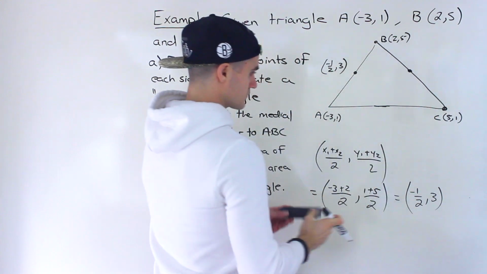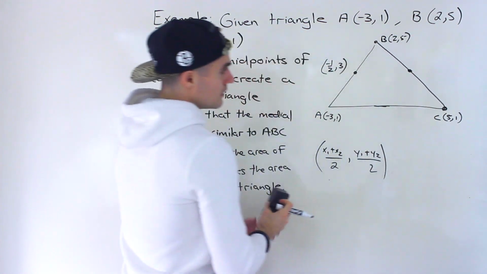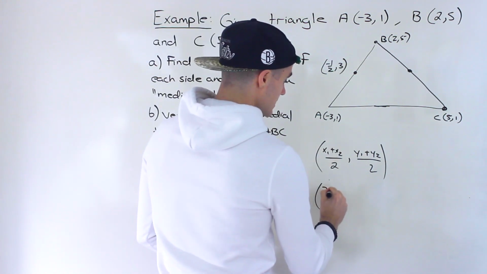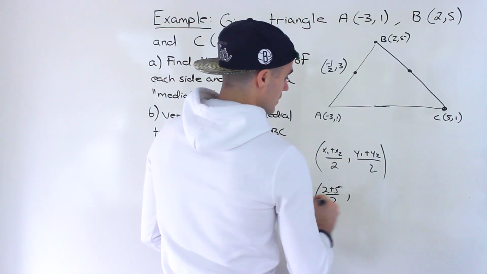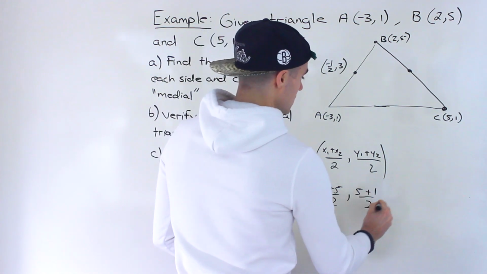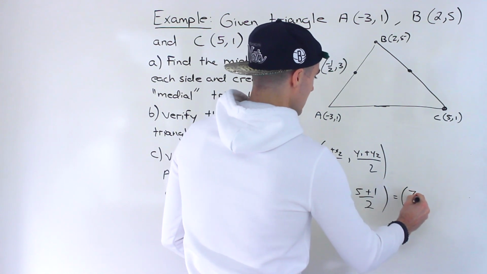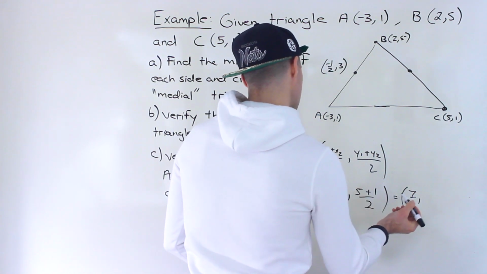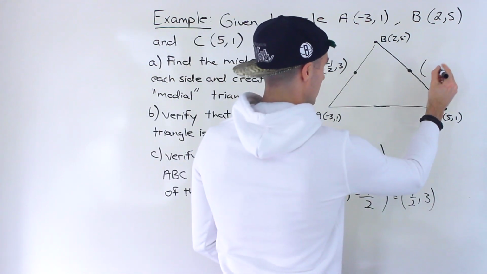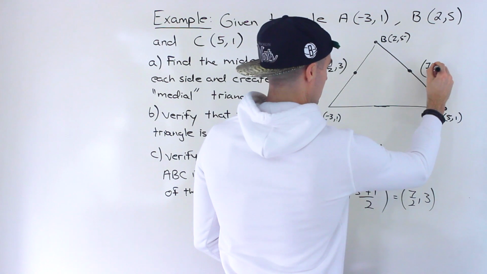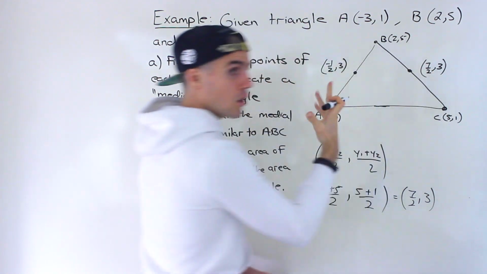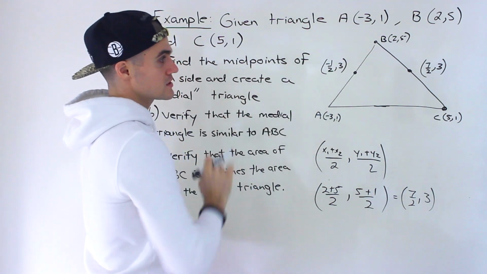This midpoint over here, add up the x values, so 2 plus 5, which is 7, divided by 2, then 5 plus 1, divided by 2, so that's going to give us 7 over 2, and then 3 again. These lines are going to be parallel to this line, meaning that those y values are also going to be the same if you draw this on a Cartesian plane.